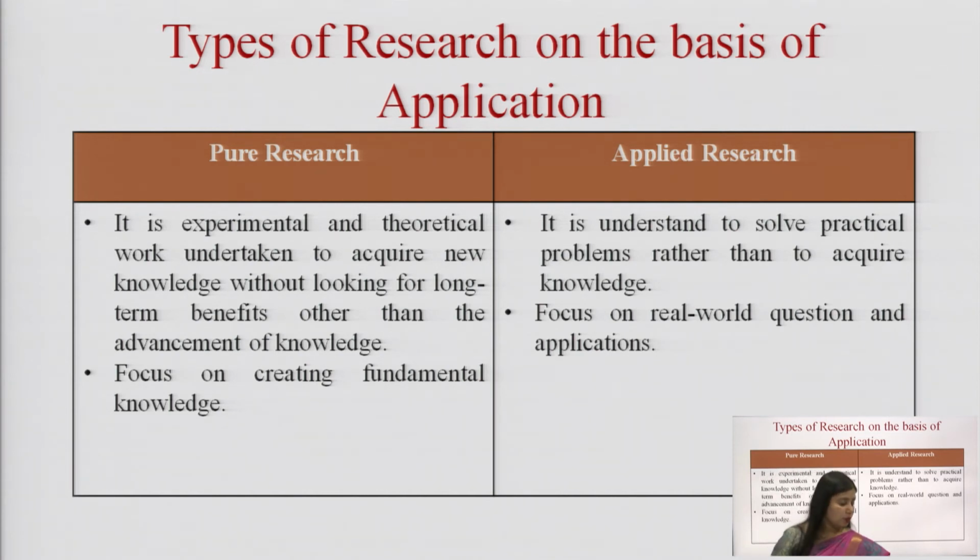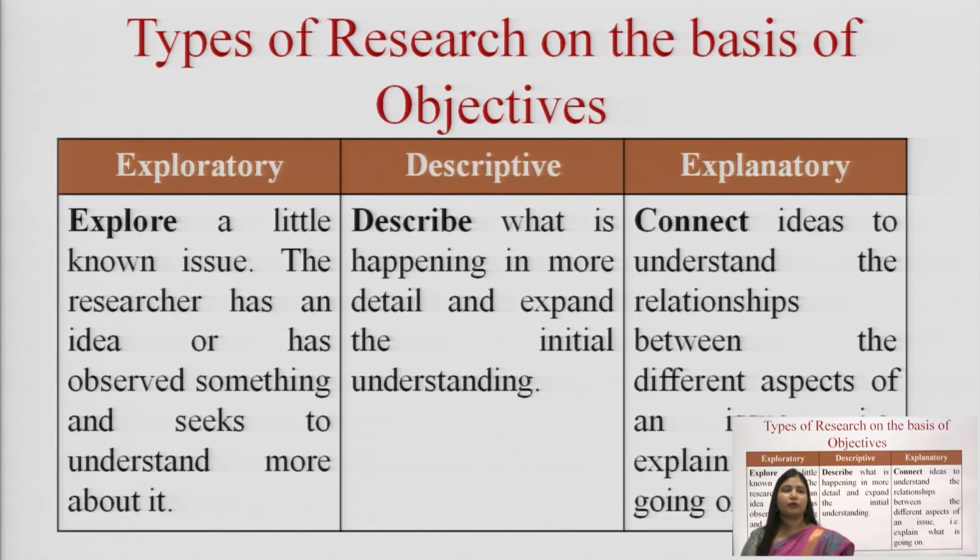After that, we move to the types of research on the basis of the objective, with what objective we start our research. In that, it is divided into three parts: exploratory research, descriptive research, and explanatory research. So, exploratory research is basically about exploring. Explore a little known issue. The researcher has an idea or observes something and they seek to understand more about it.